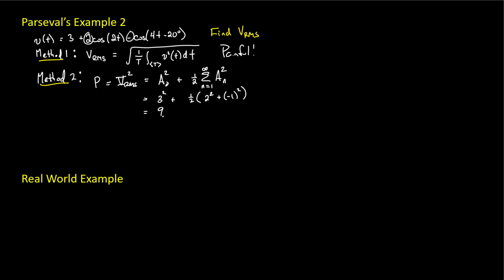And so add all those up and you get 9 plus 1/2 of, let's see, 4 plus 1 is 5. And so the whole thing comes out to be 11.5. Of course, that's the square of the RMS value. So the RMS is the square root of that, and the square root of 11.5 is about 3.39. And the units of that are volts RMS. Wow. A whole lot easier to do that than 6 painful integrals.